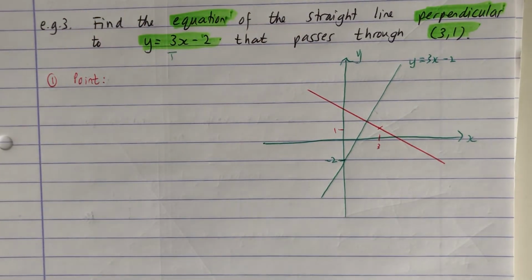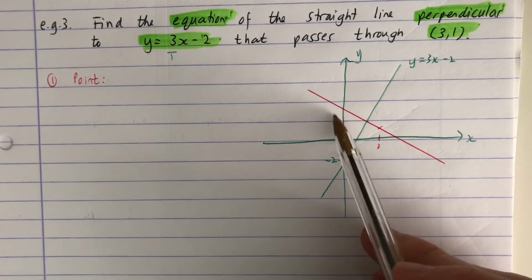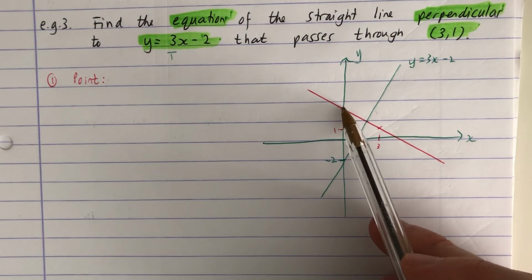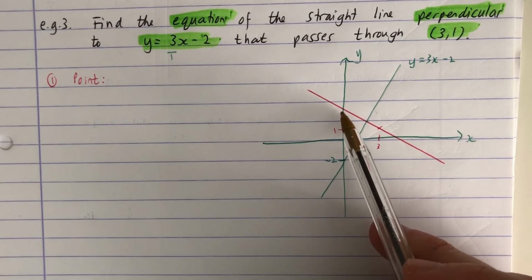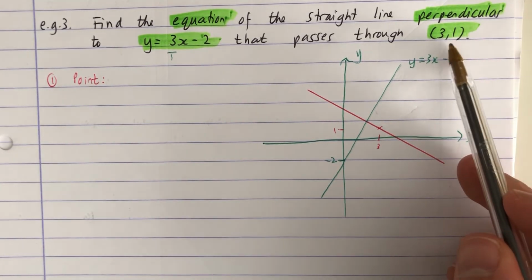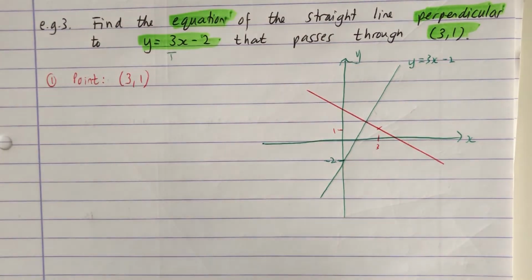Now the best point we normally want is the y-intercept. The problem is I have no idea what the y-intercept is because this is just a sketch. But the only point I guarantee is on the line is the point 3, 1, because they tell me it passes through it. So I have to use the point 3, 1 at some point.